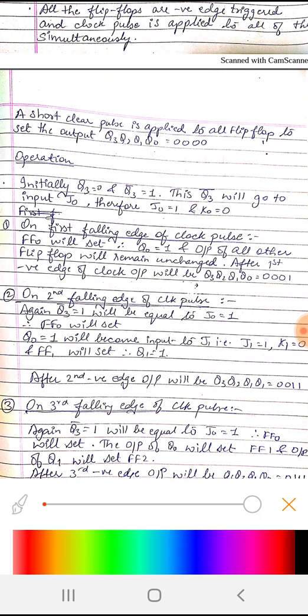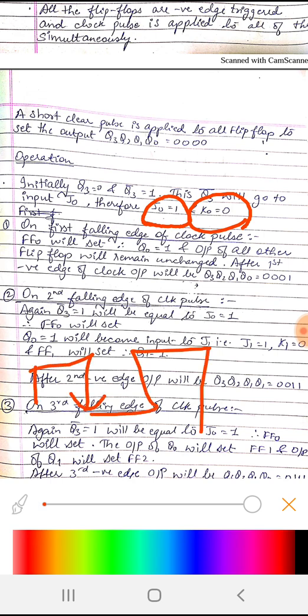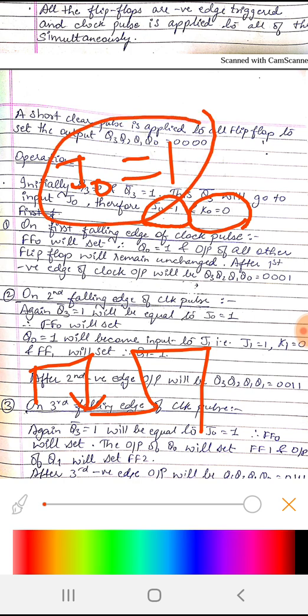As we can see, Q3 bar will go to J0, and J0 will become 1 and K0 would be 0. So on the first falling edge of our pulse, what would happen? The first flip-flop, that is FF0, will set, because the input J0 is equal to 1, and we all know the truth table of JK flip-flop. It will be set if I provide J is equal to 1 and K is equal to 0.